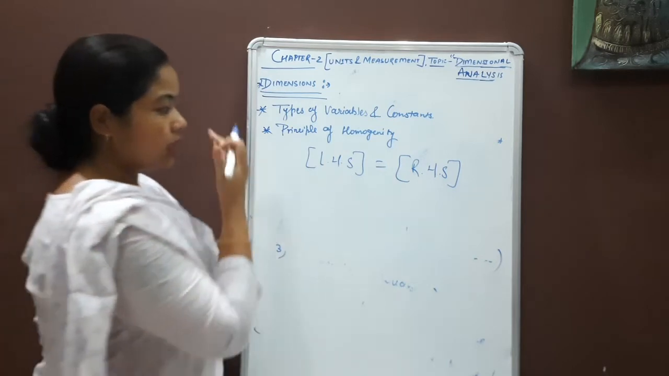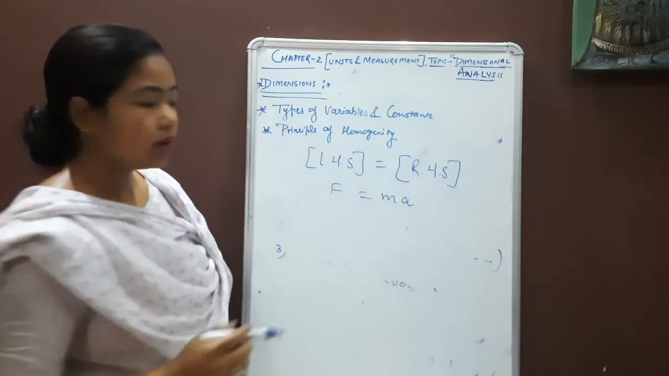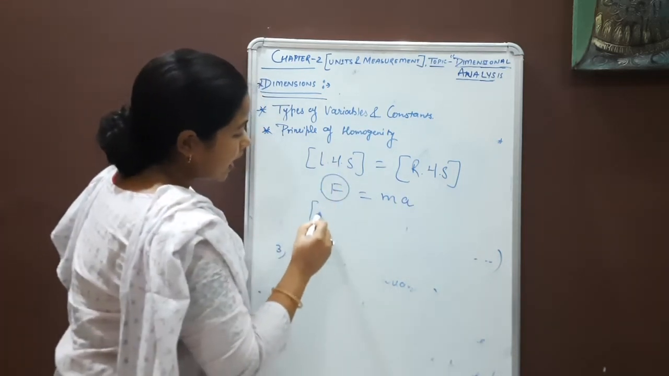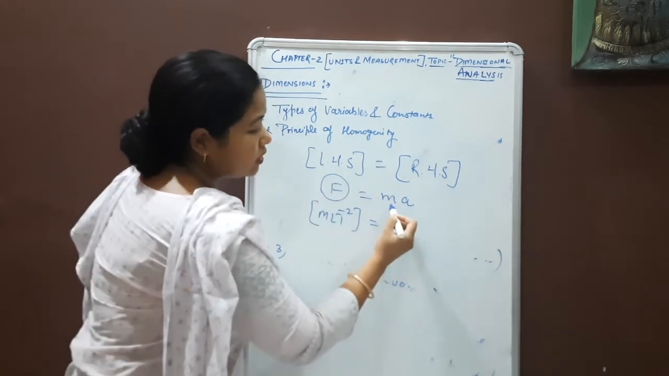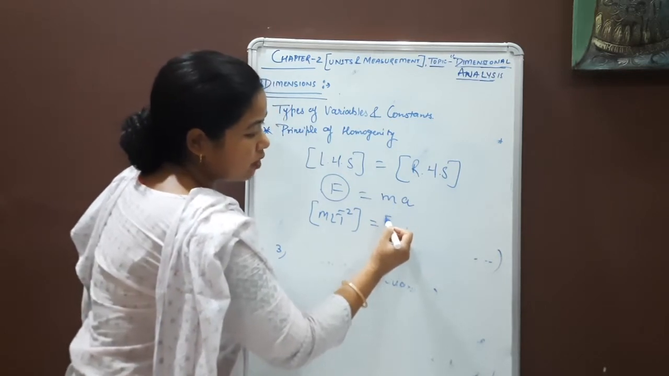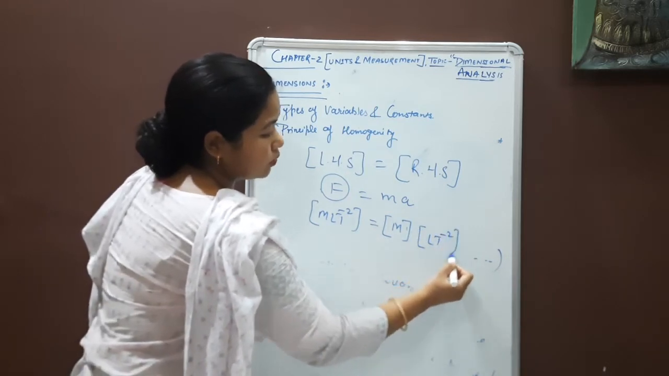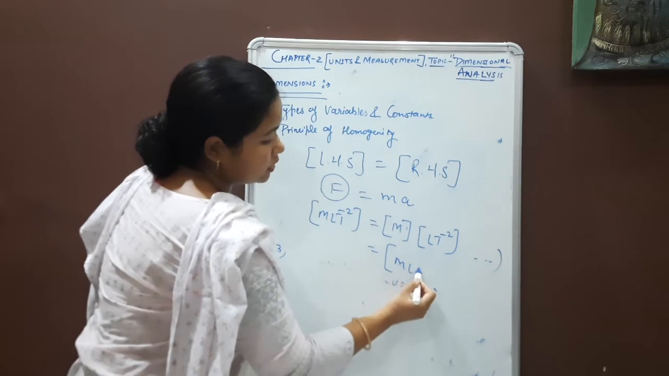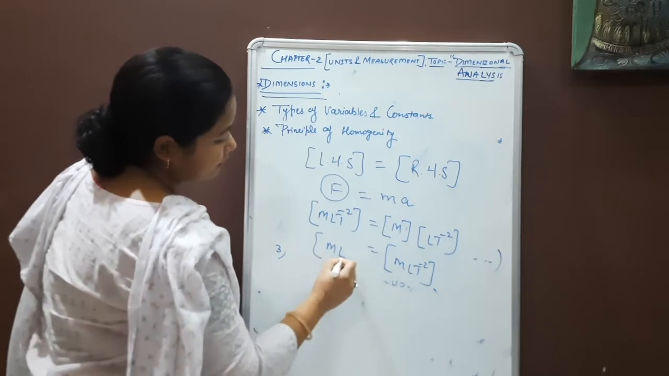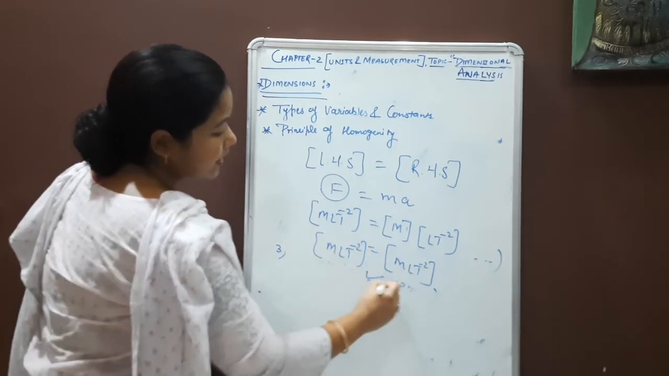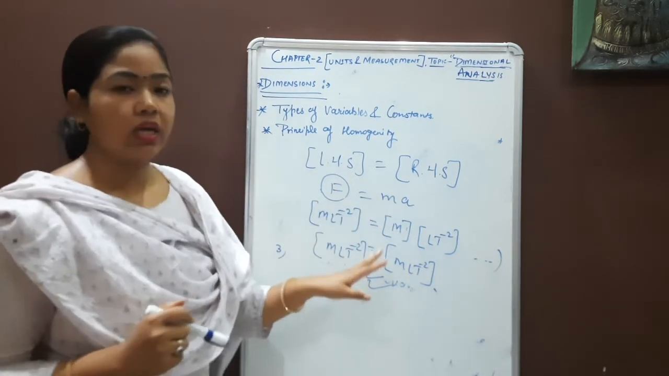Likewise, we can say that F equals M into A. For force we have the dimensional formula MLT minus 2. And if we calculate the dimensional formula with the help of this, for M we have M and for A we have LT minus 2, so we can write MLT minus 2. So in this particular example, the left hand side dimension is equal to the right hand side dimension, so that particular relation or formula is dimensionally correct.